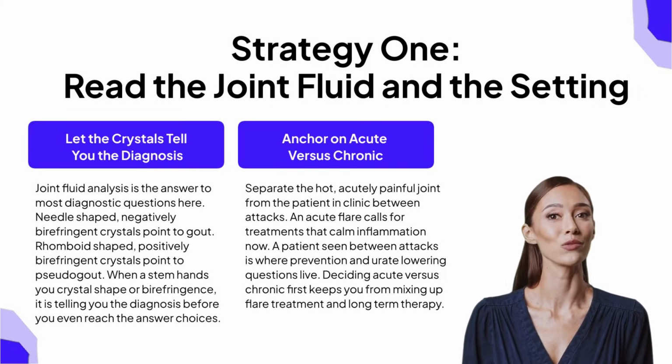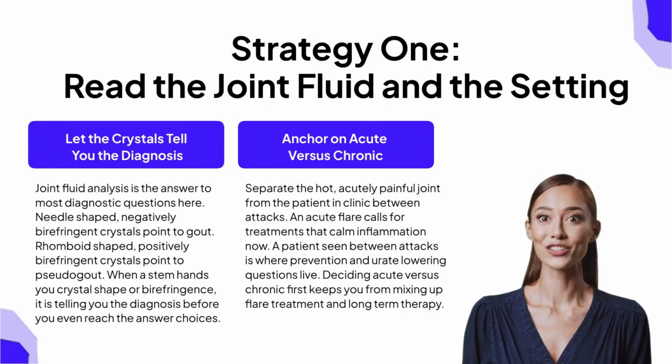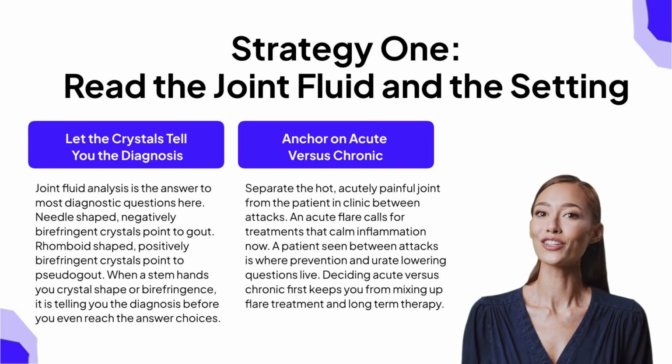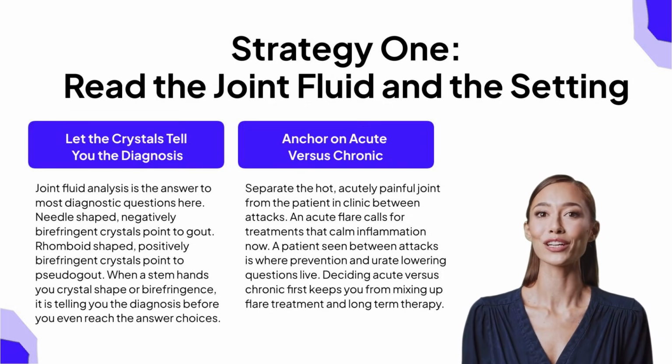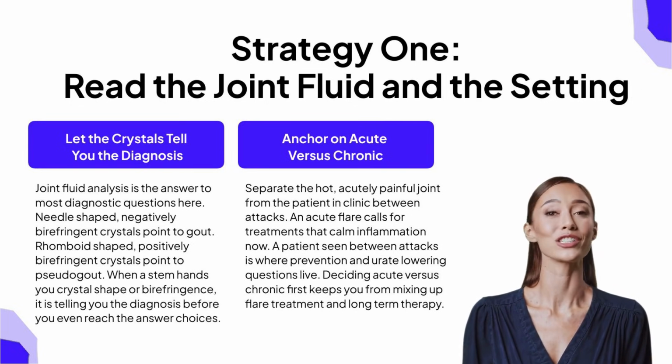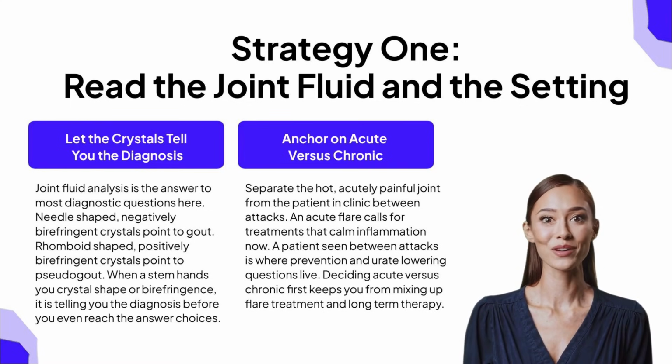Next, anchor on whether this is an acute flare or a patient between attacks. A hot, acutely painful joint needs treatment that calms inflammation right now. A patient seen between attacks is where prevention and urate-lowering questions live. Sorting acute from chronic first keeps you from confusing flare treatment with long-term therapy, which is exactly the mistake the writers hope you will make.